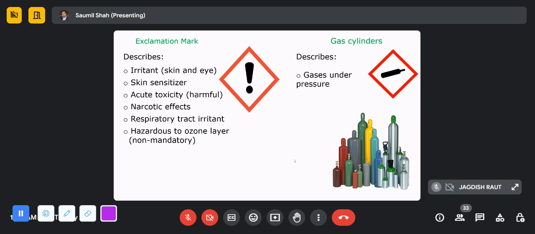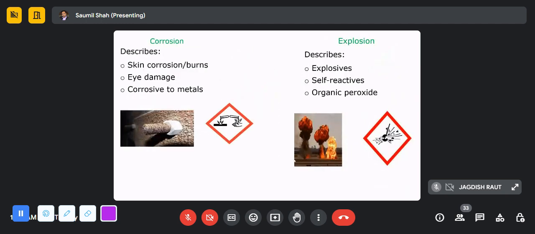For the gas cylinder, wherever you are storing gases in pressurized form in a cylinder, this symbol is required. Corrosion. There are various acids which are corrosive by nature, so for that, this symbol is required. Skin corrosion, burns, eye damage, corrosive to metals, right?